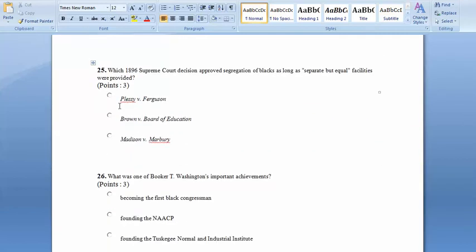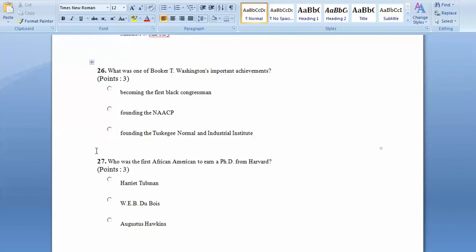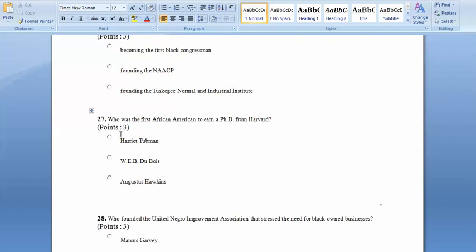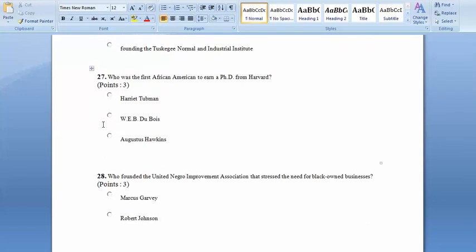Which 1896 Supreme Court decision approved segregation of blacks as long as separate but equal facilities were provided? Was that Plessy versus Ferguson, Brown versus Board of Education, or Madison versus Marbury? Number 26, what was one of Booker T. Washington's important achievements? Becoming the first black congressman, the founding of the NAACP, or the founding of the Tuskegee Normal and Industrial Institute? Actually, that's pronounced Tuskegee. I always say it incorrectly.